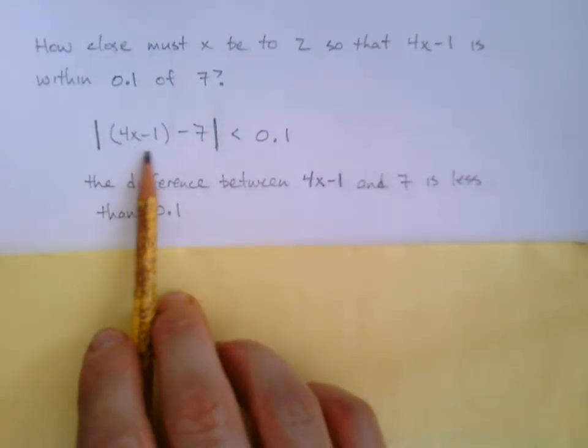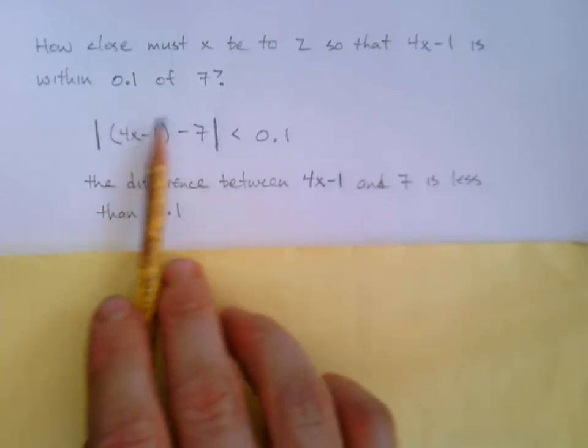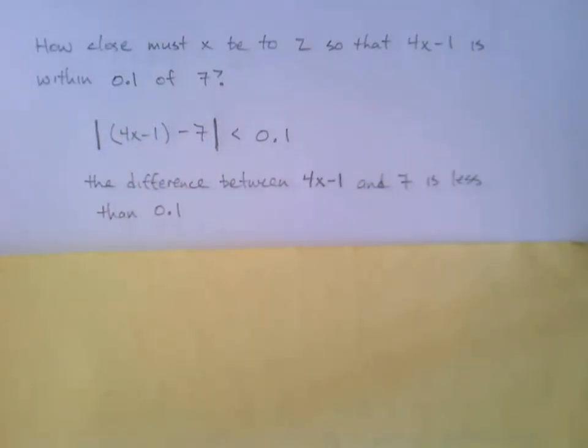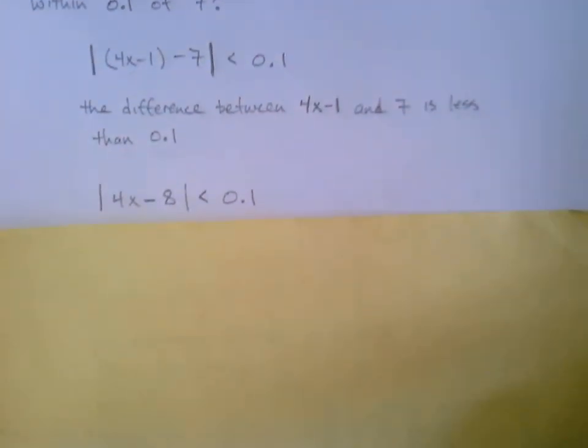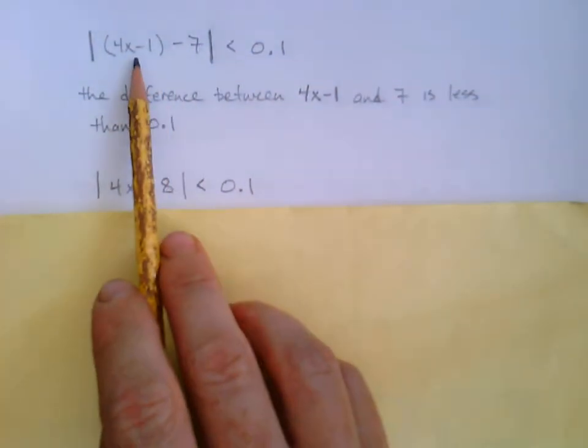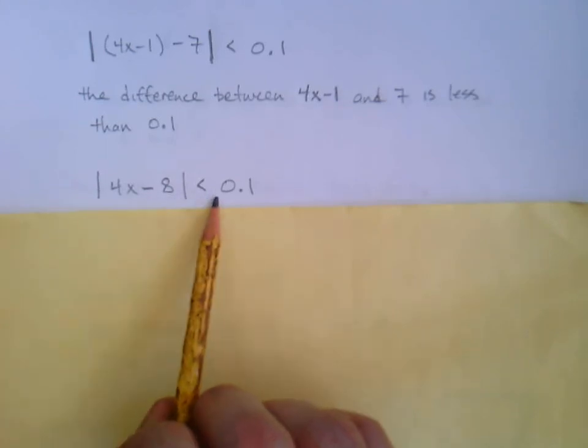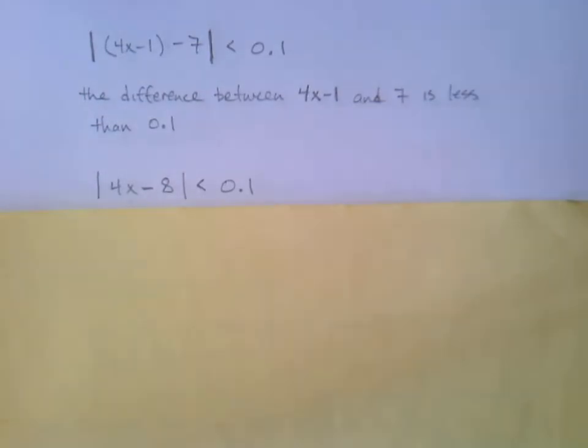What are we going to do? We're going to simplify this. We're going to work with this side. We're going to get to the same answer we did a moment ago. Let's take a look at this. We simplify, so we get the absolute value of 4x minus 8 less than 0.1. That's no big deal.